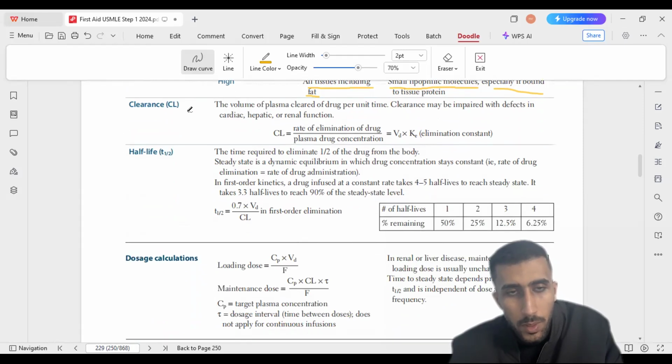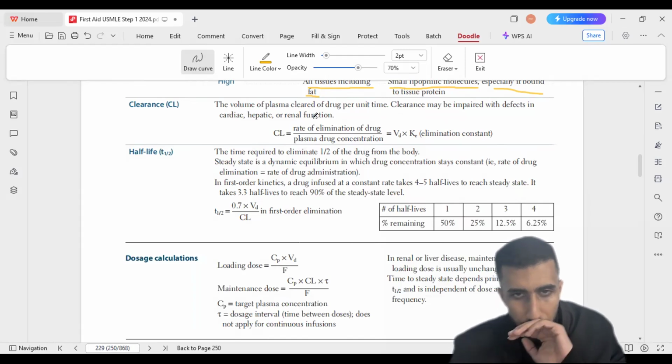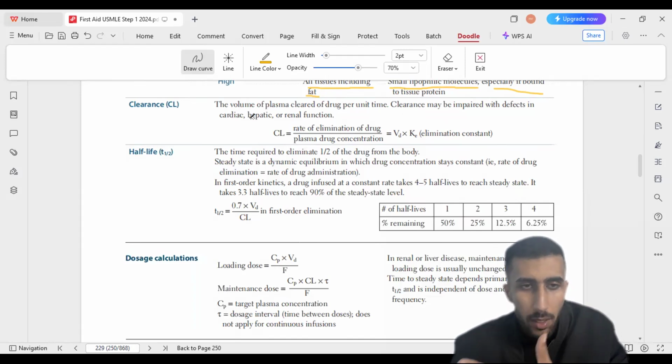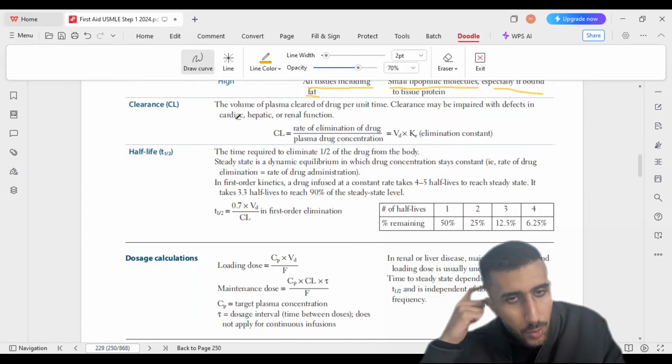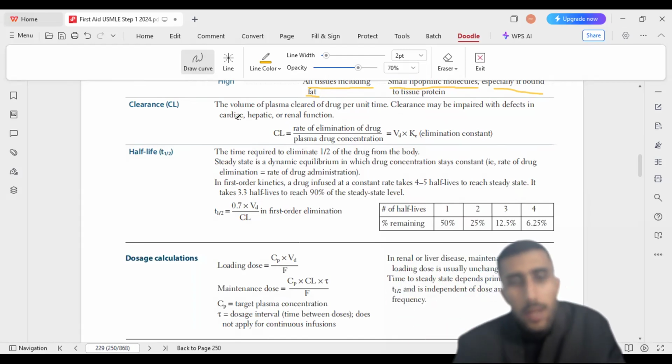And the next term is clearance. To put it simply, it's the volume of plasma cleared of the drug per unit of time. So it's how much plasma is cleared of the drug every unit of time. It may be impaired by defects in cardiac, hepatic, and renal function. As we know, these groups of patients may not clear drugs well, and we have to calculate modified doses for them depending on the way of elimination for each drug and the clearance.